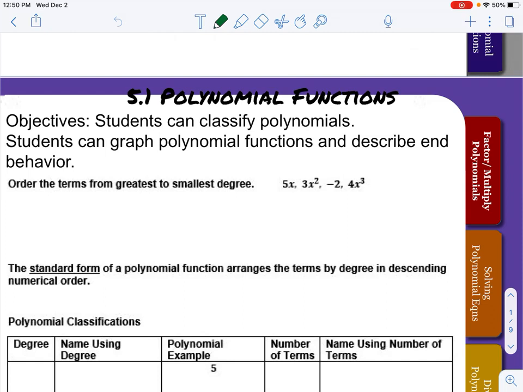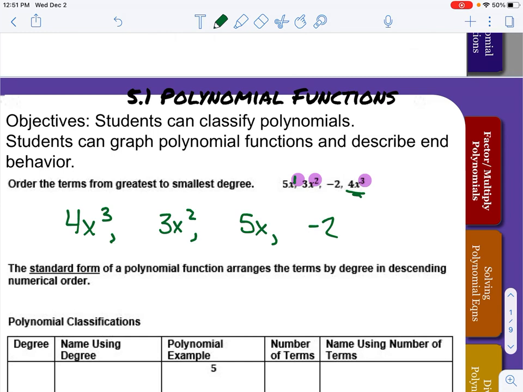So the degree of a polynomial is simply what the exponent is. If we look here at this 5x example, that's really just an exponent of 1. So if we order these from greatest to smallest degree, we bring the whole term here, 4x cubed, and then 3x squared, and 5x, and negative 2. Now this negative 2 is really like x to the 0, but anything to the 0 power is just 1. So we just write negative 2. That's called a constant by itself.